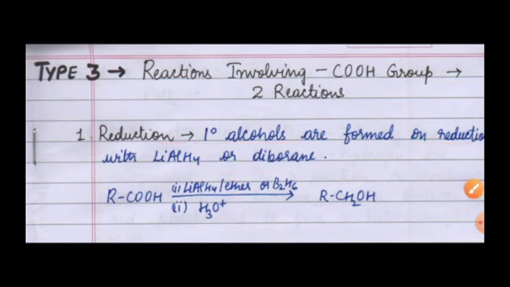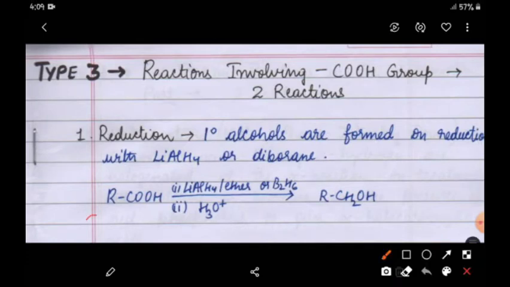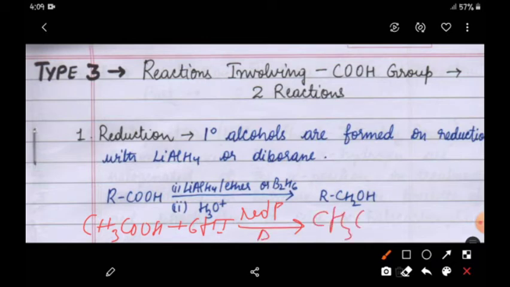But one more thing is there. If the reduction is done with HI and red phosphorus, then we will get an alkane. So if I react CH3COOH plus 6HI in the presence of red phosphorus, then what we will get? CH3CH3. This is an alkane. The full reaction is plus 2H2O plus I2.